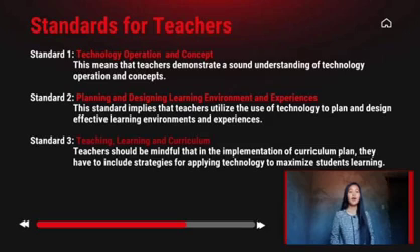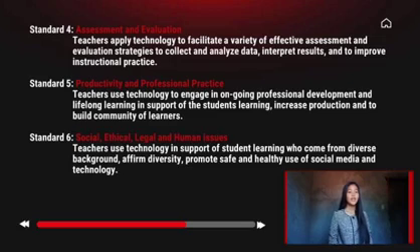Next standard is about teaching, learning, and the curriculum. In this standard, this talks about the mindfulness of our teachers in terms of applying technology that will definitely help them to maximize students' learning, knowing that technology is a platform that provides teachers what they need, especially in teaching. Fourth standard is about assessment and evaluation.